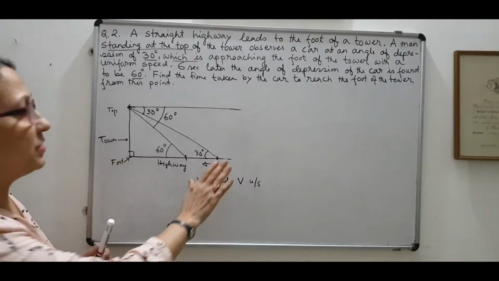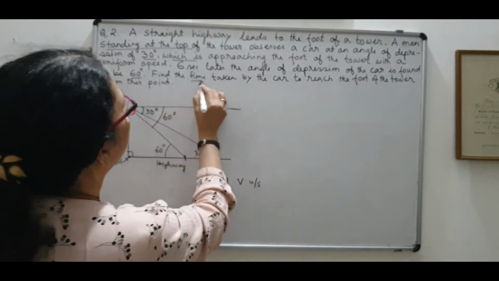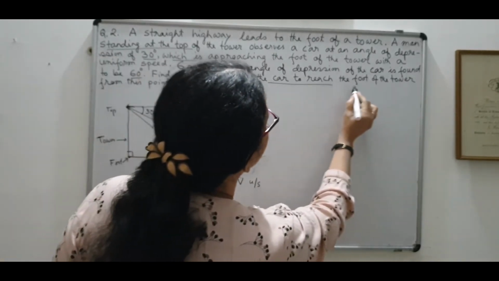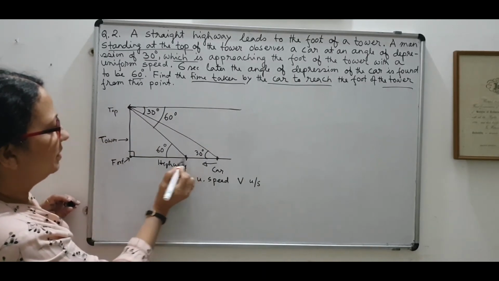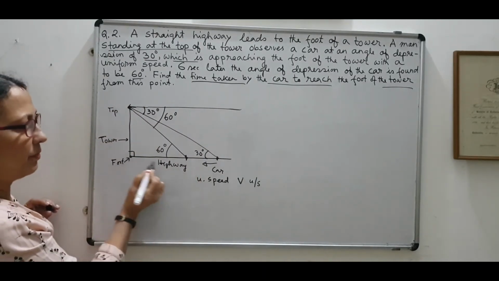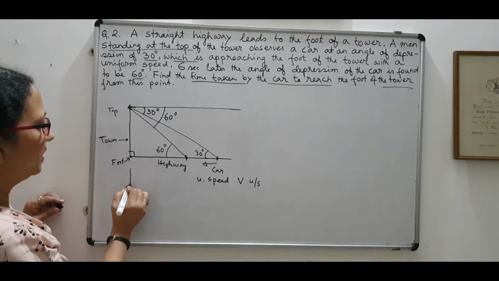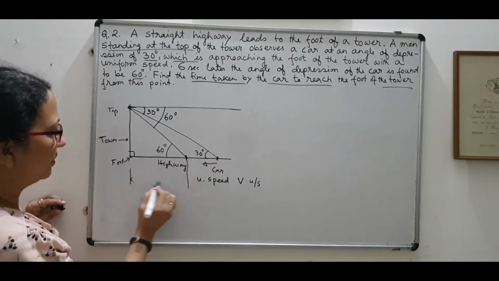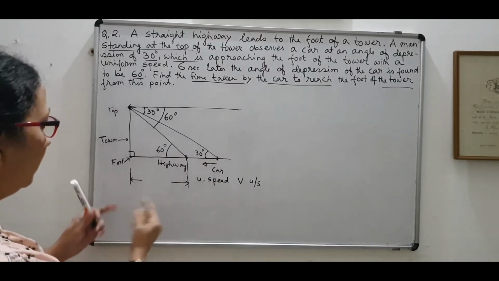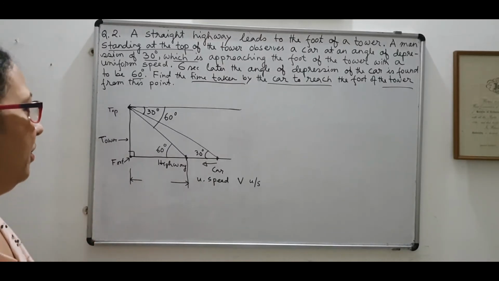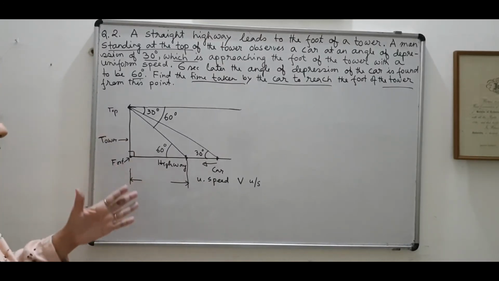So this is the situation. Now what you have to find? You have to find the time taken by the car to reach the foot of the tower from this point. That is from this point to this point. This is the foot of the tower. So you have to find out the time taken in moving this distance. What time is taken in moving this distance? That is the question. So for doing this, what will I do?